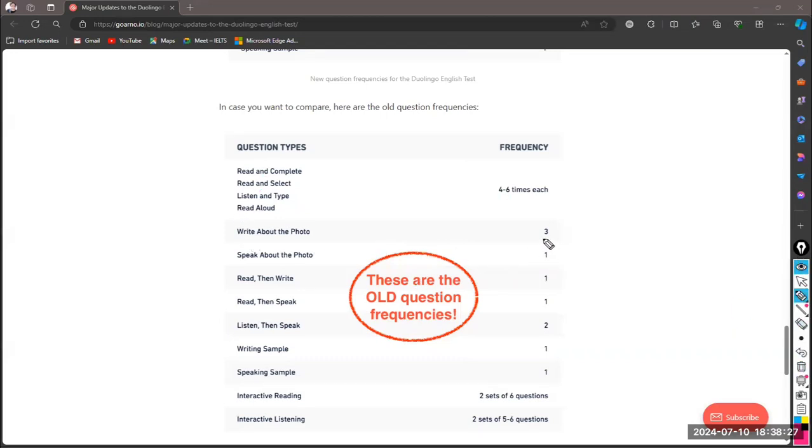Write about the photo, absolutely right. This is what we are going to discuss today. You have to do it 3 times. This is the old one again. Speak about the photo, you have to do it only once. Read then write only once. Read then speak only once. Read, listen and speak only twice. Writing sample only once. Speaking sample only once. Interactive reading, 2 sets of 6 questions, and interactive listening, 2 sets of 5 to 6 questions. So this is the old one.